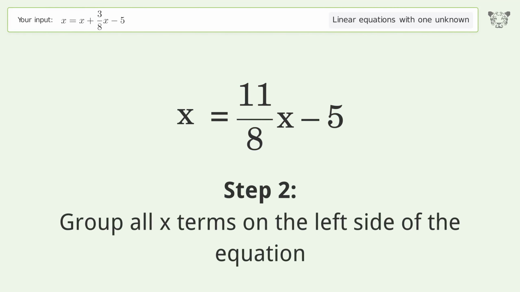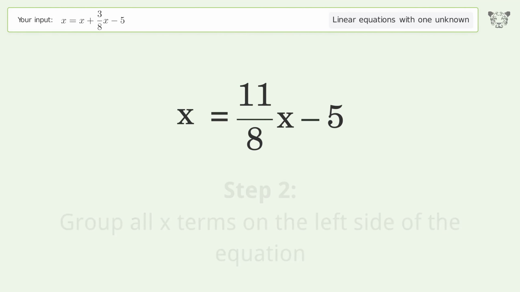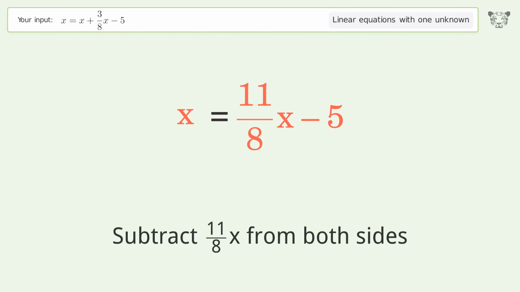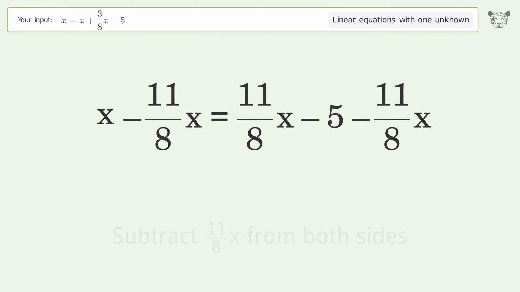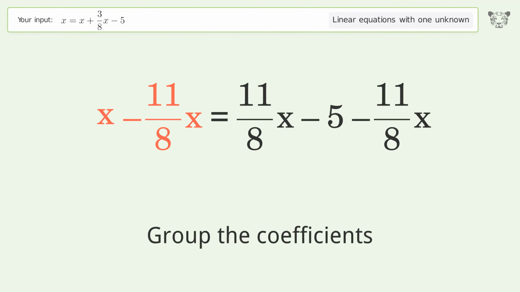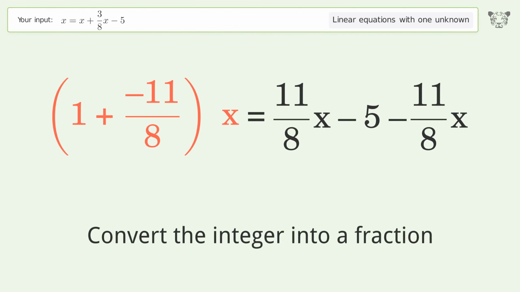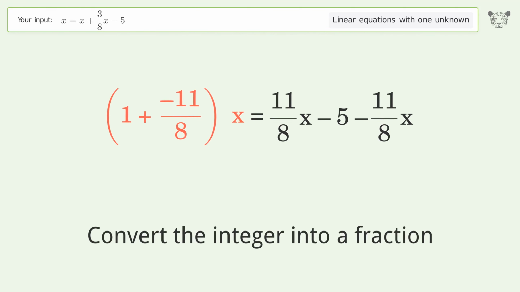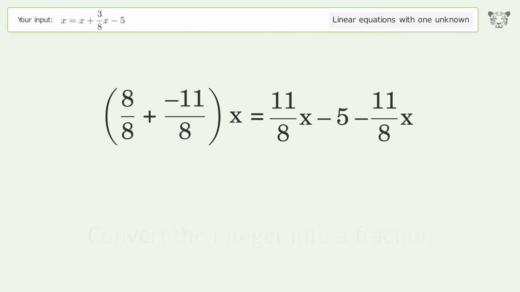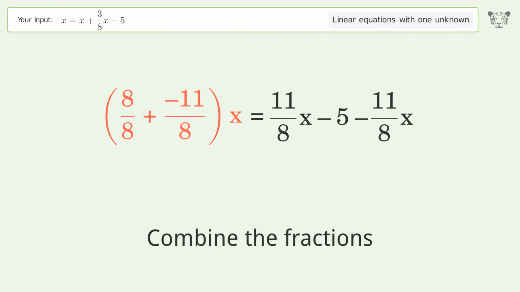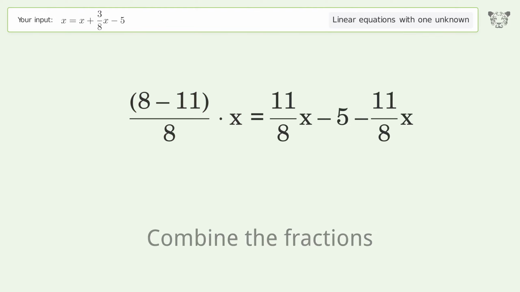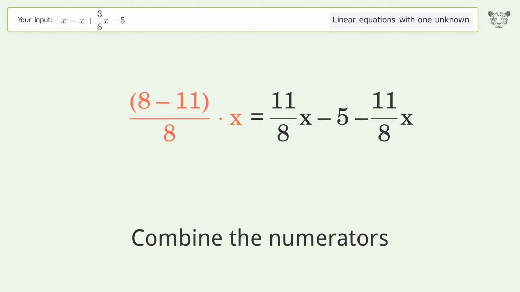Group all x terms on the left side of the equation. Subtract 11/8x from both sides. Group the coefficients. Convert the integer into a fraction. Combine the fractions. Combine the numerators.